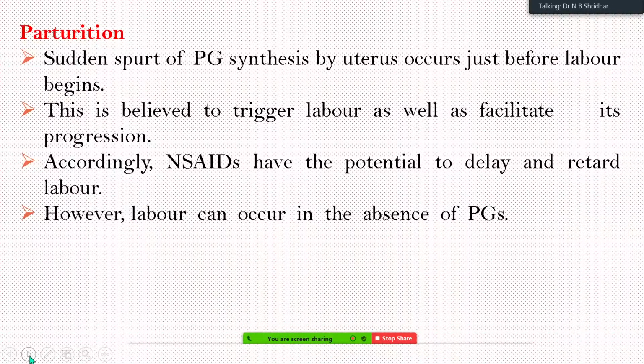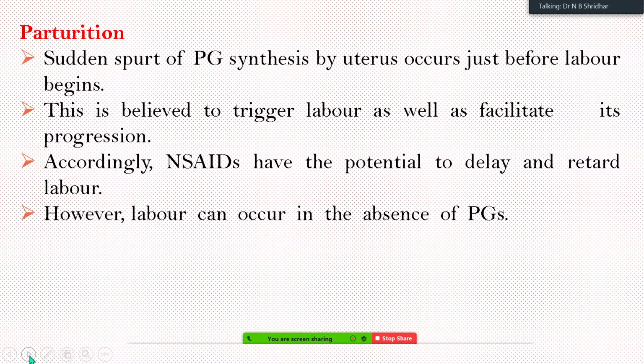And parturition: a sudden spurt of PG synthesis by the uterus occurs just before labor begins, and this is believed to trigger labor as well as facilitate its progression. Accordingly, non-steroidal anti-inflammatory agents have the potential to delay and retard labor. So if you administer NSAIDs to a cow which is about to parturiate, then it can prolong the parturition or delay and retard labor.